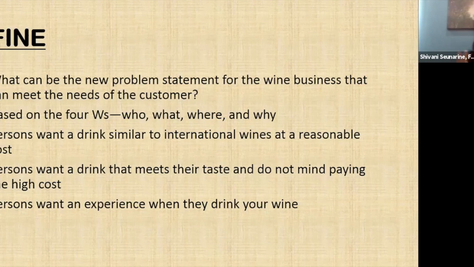Persons want an experience when they drink your wine. That's what our analysis showed us. We have many pumpkin wines. I saw with this wine business, cassava wine. They want an experience. They want to feel that when you're drinking something, oh yeah, it reminds me of something from before. So anything we do, especially with our products, is to provide an experience, right? And this came about only by understanding our problem statement, only when we define. So you're defining, you're coming up with all these different things that you realize people want for the bottle of wine.